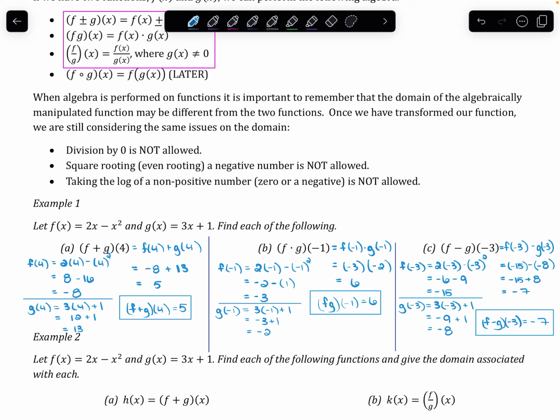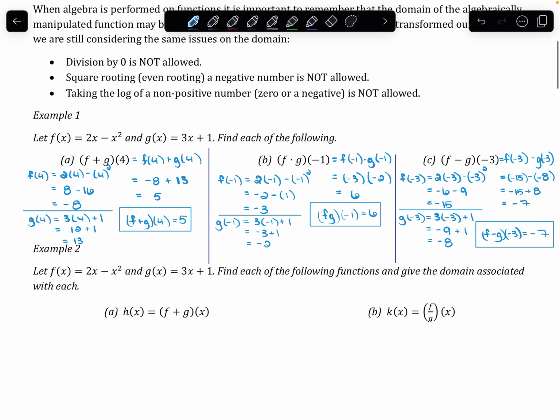All right, for example 2, it says let f of x equal 2x minus x squared, so same as before, and g of x is 3x plus 1, also the same. Now we are looking for each function and giving the domain associated. So the difference here is you are not subbing in a specific value for x, you are going to leave it with the arbitrary x to create a new function.